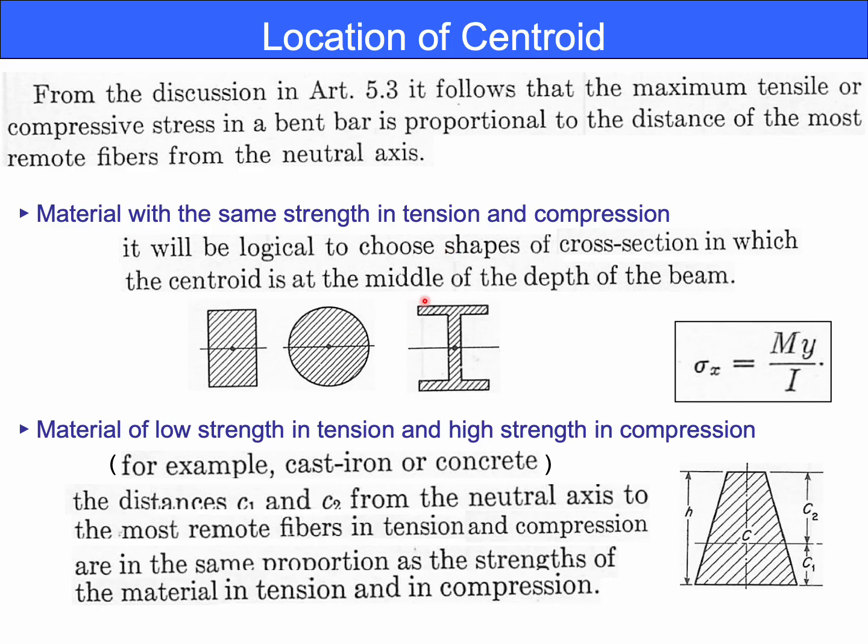The second case: the material weak in tension but strong in compression. Now, look at the second bullet. Look at the trapezoid-like cross-section on the right. Here, the total depth is labeled H. The centroid is marked C, and the neutral axis is the horizontal line through C.